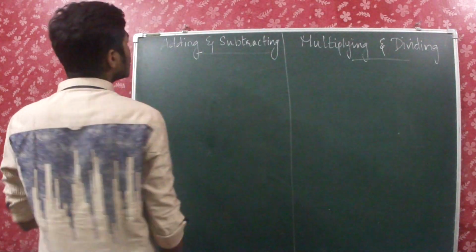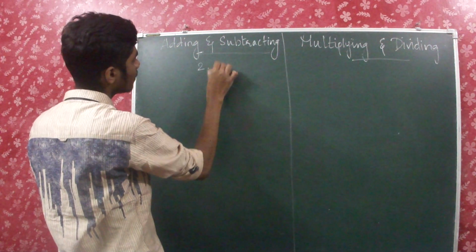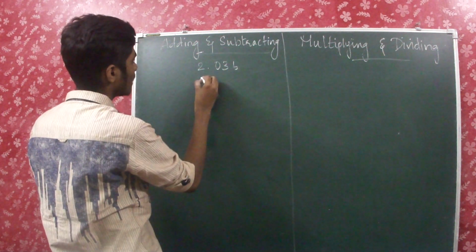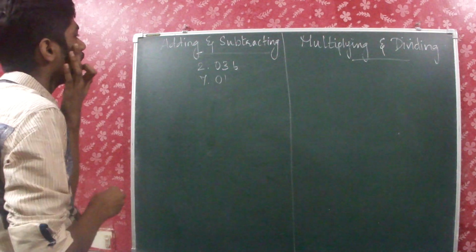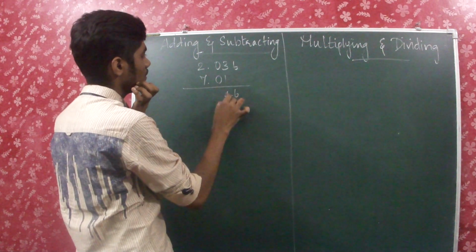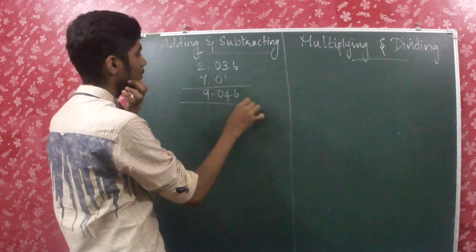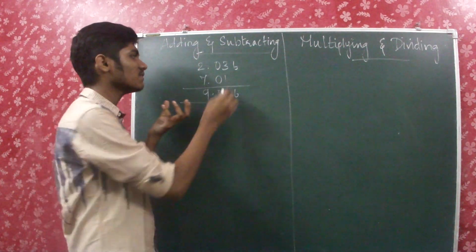So if I take two numbers, like 2.036 and 7.01. Okay, so I have two numbers. How can I add them? 9.046 is the addition of these two numbers. This is the number which we usually get.